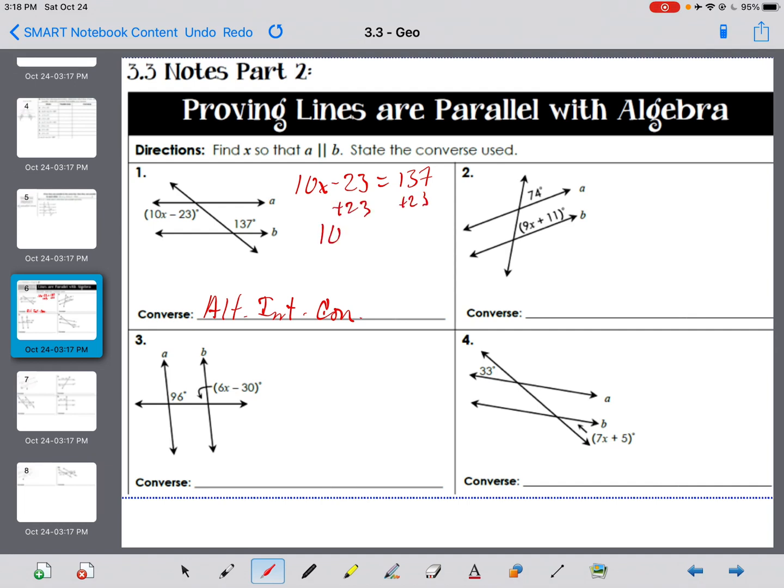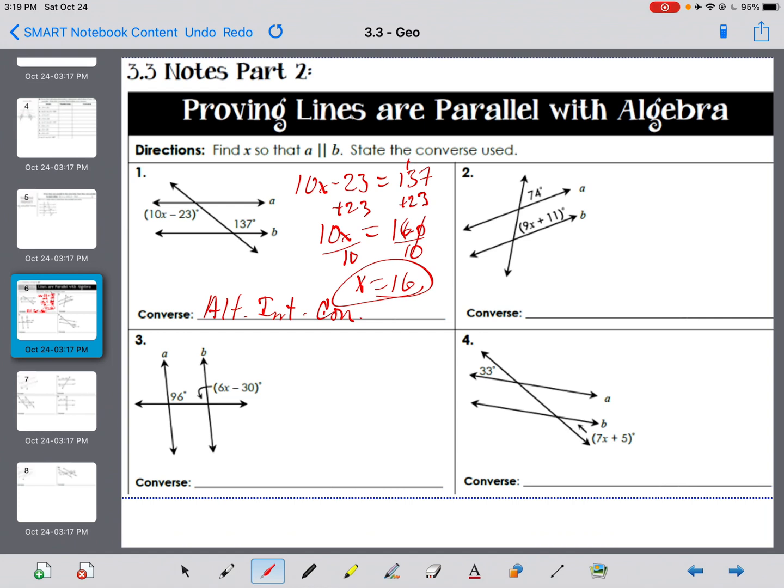Add 23. 10x equals 160. Divide by 10. So x equals 16. There we go. All right, so let's look at number 2.